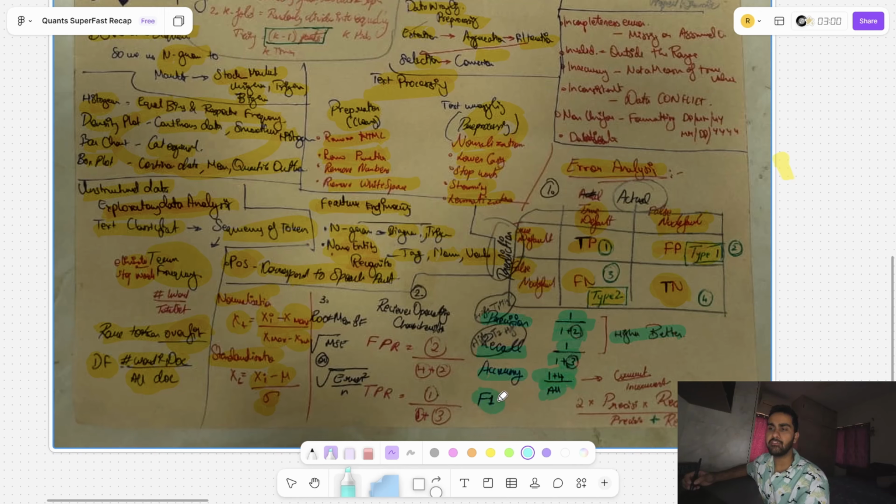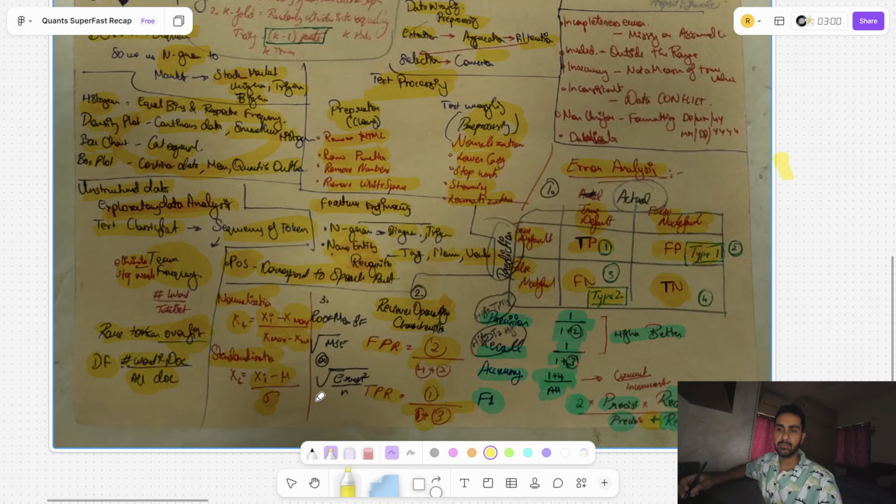Then we come to the F1 analysis. F1 is 2 multiplied by precision multiplied by recall, divided by precision plus recall. You have to keep that in mind. Then we come to the receiver operating characteristic, which is the false positive rate and the true positive rate. The false positive rate is 2 divided by 4 plus 2, which is false positive divided by false positive plus true negative. The true positive rate is 1, true positive, divided by 1 plus 3, which is true positive plus false negative. You have to keep this in mind too.